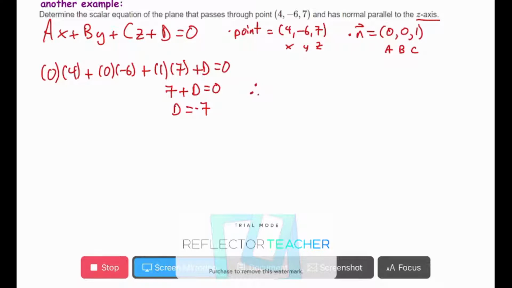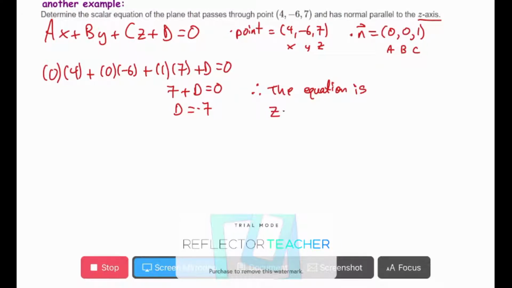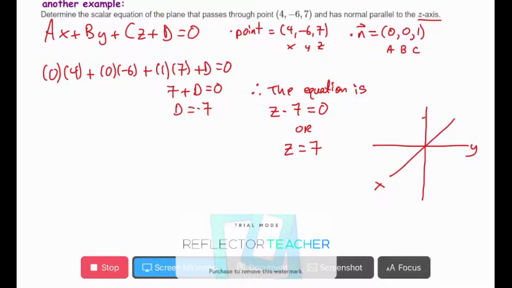So therefore, the equation is Z minus 7 equals 0, or we can just consider it as Z equals 7. Well, how does that work? How can I just define a plane as a single point? Well, you can imagine if I had my Cartesian planes X, Y, and Z is 7.